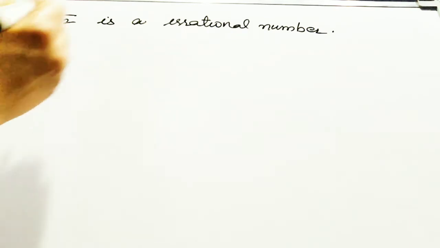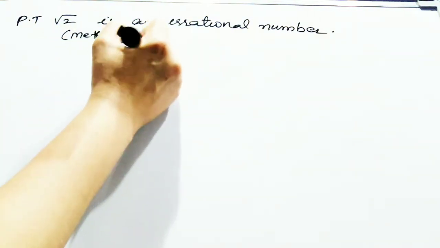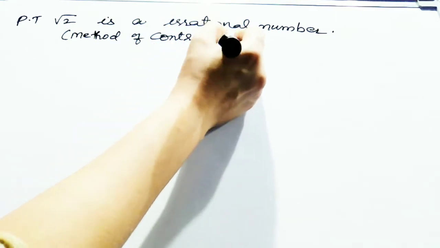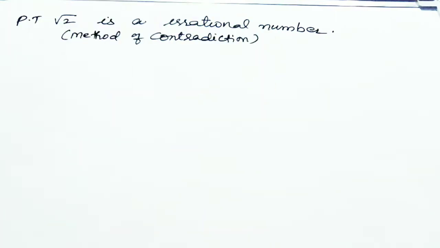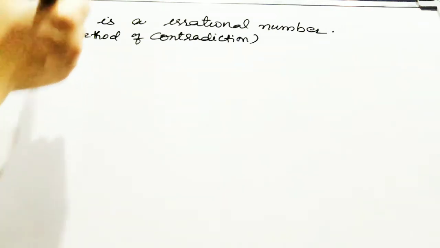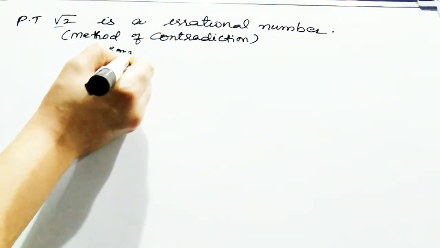You will use the method of contradiction. What do you mean by contradiction? It means we assume that the statement is wrong. Okay, we will consider it as wrong.